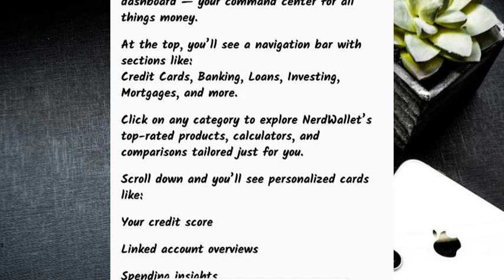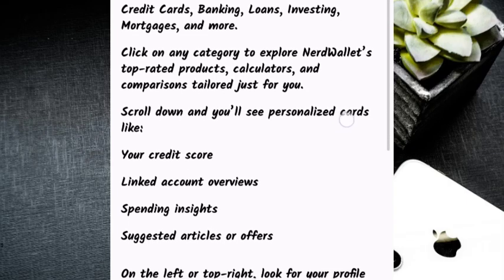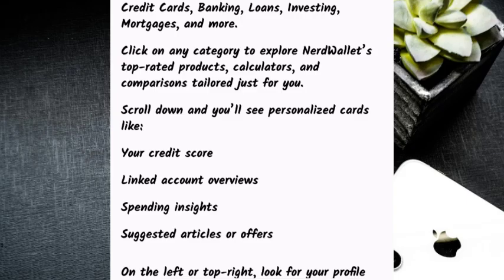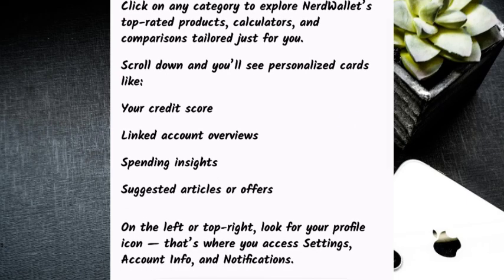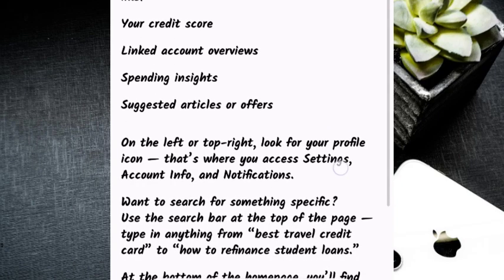Scroll down and you're going to see personalized cards like your credit score, linked account overviews, spending insights, as well as suggested articles or offers. On the left or top right, look for your profile icon. That's where you can access settings, account information, and notifications.